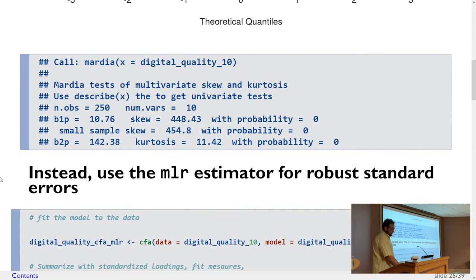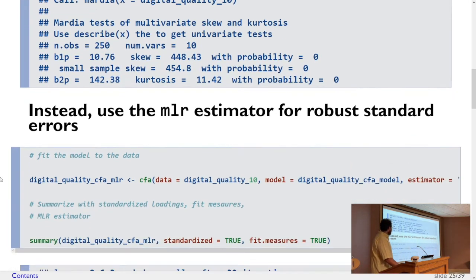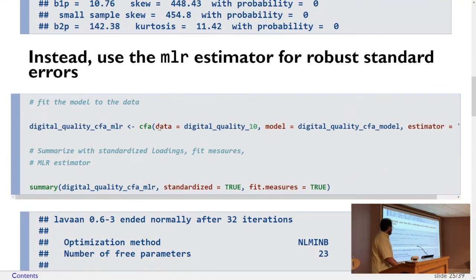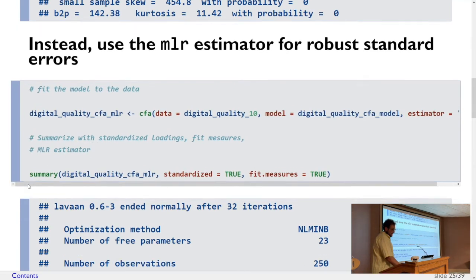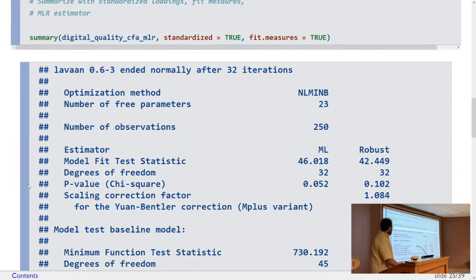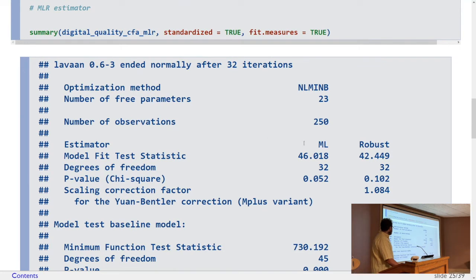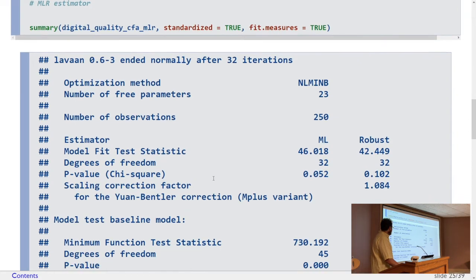So it appears that there might be an issue with normality. If that was a problem, you can use the MLR estimator. So what we'll do is use robust standard errors that are going to try to adjust for that non-normality. And now what we're going to get is our measures using maximum likelihood, and then we'll use the robust standard errors.